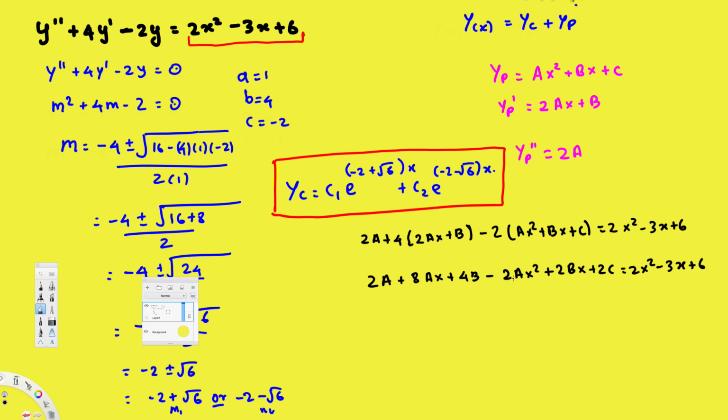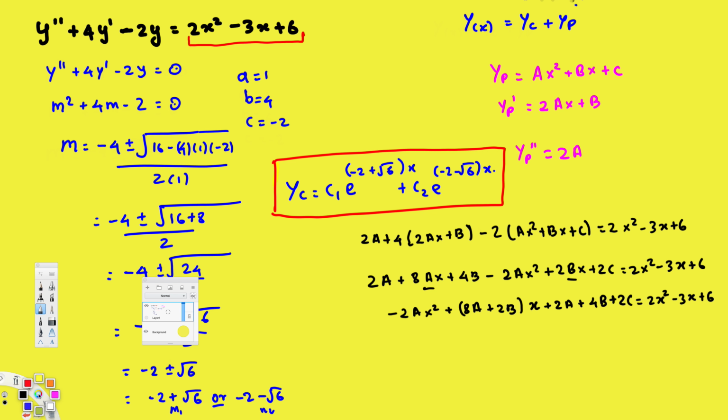The first one we are going to put is negative 2ax squared. Here we have two terms with respect to x, so let's combine them together: 8a plus 2b, and those are the two terms with x values. We combine them and multiply by x, and the other things are just constants. First we have 2a plus 4b plus 2c, and on the other side of the equation we have 2x squared minus 3x plus 6.